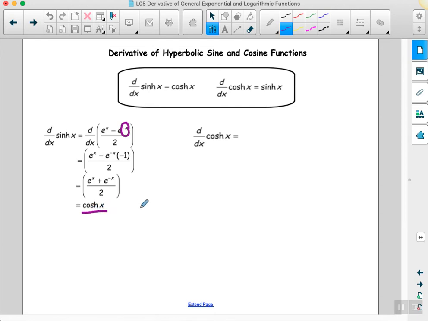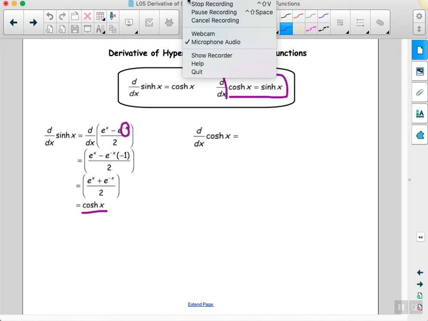So I'm going to get you to derive this one. Show that the derivative of hyperbolic cosine is equal to hyperbolic sine. And again, we'll do our mutual pause.